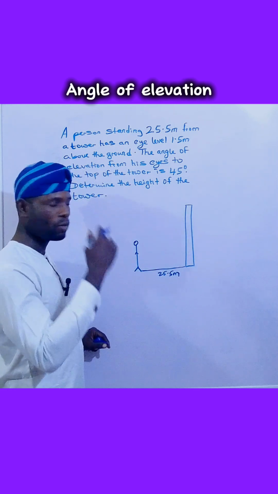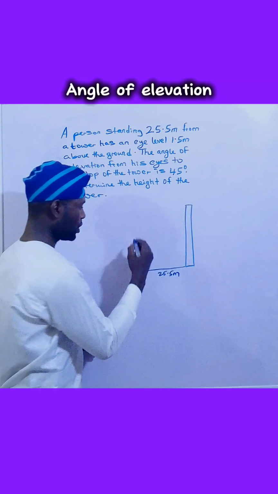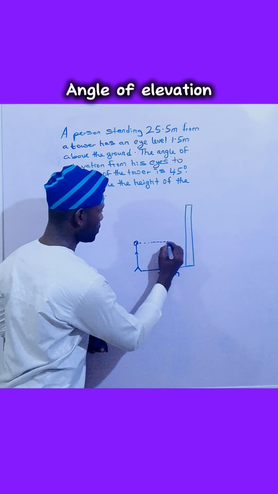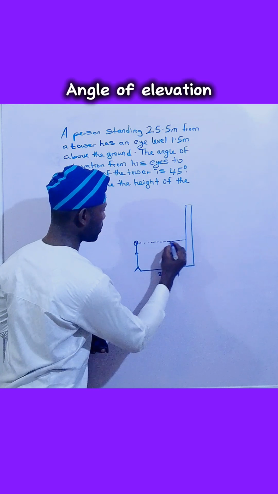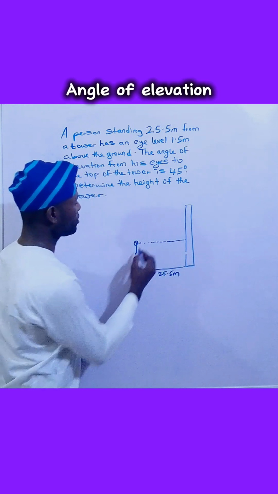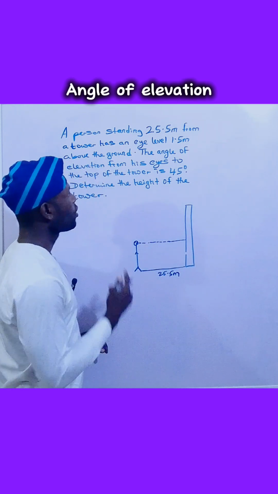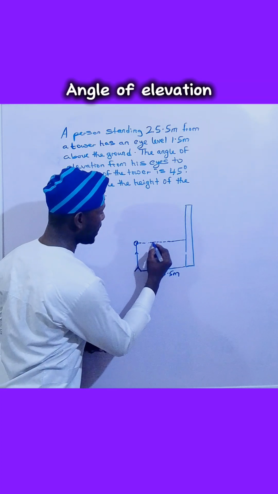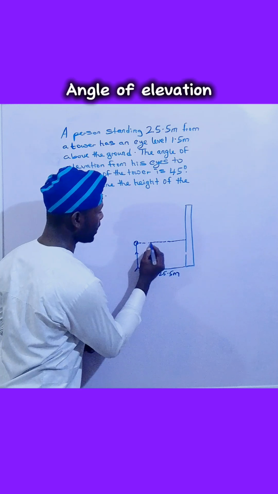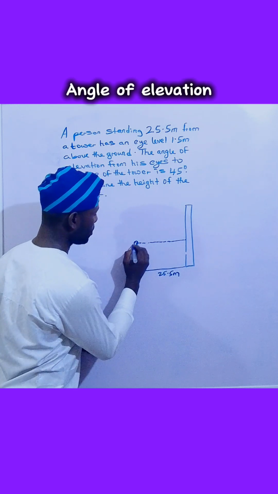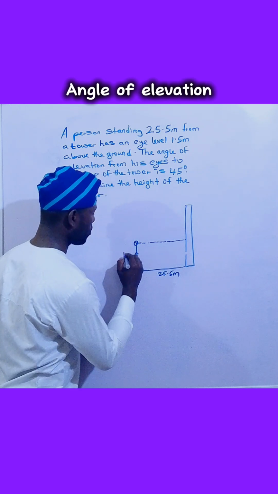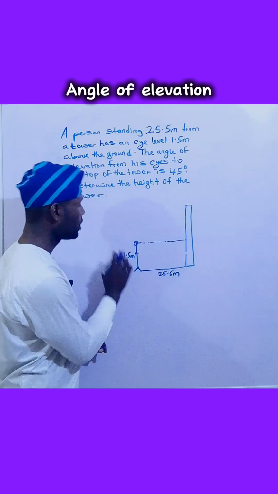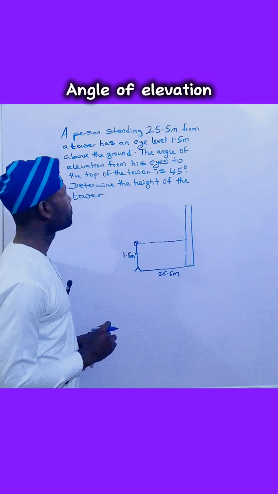As an eye level, let's say this is the eye of the person, the eye level, 1.5 above the ground. That means the distance between the eye level and the ground, let's put it at the back here, is 1.5 meters.